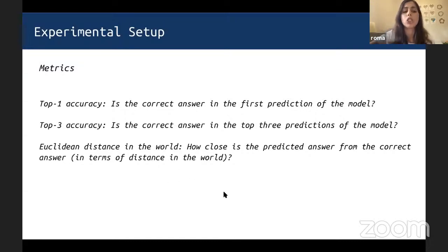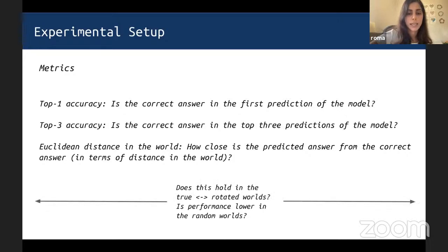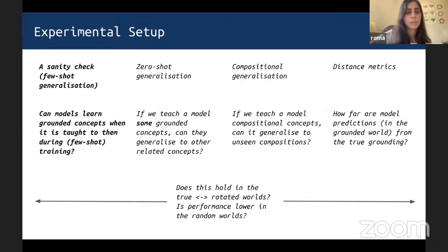And then later we also look at Euclidean distance in the world, which is if the model predicts something like red instead of dark red, or predicts wine instead of dark red, how close was the predicted answer of the model from the true grounding in the world. So let's look at some of these metrics. And again, we look at this in the true world, and then the rotated worlds and the random worlds.